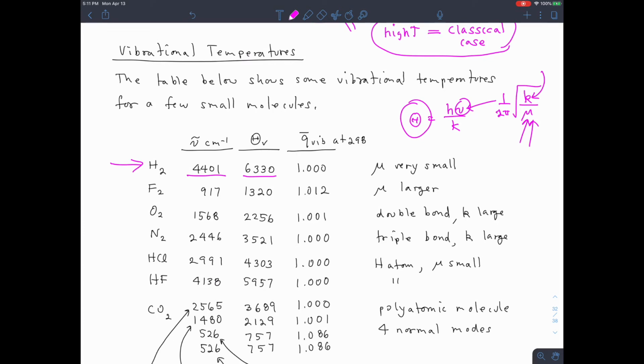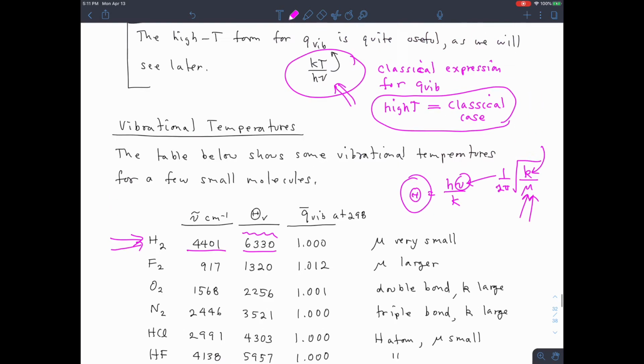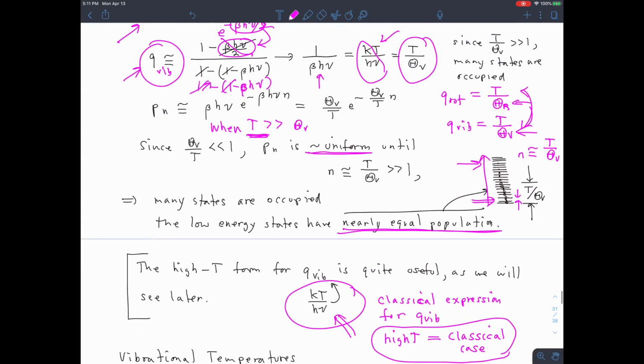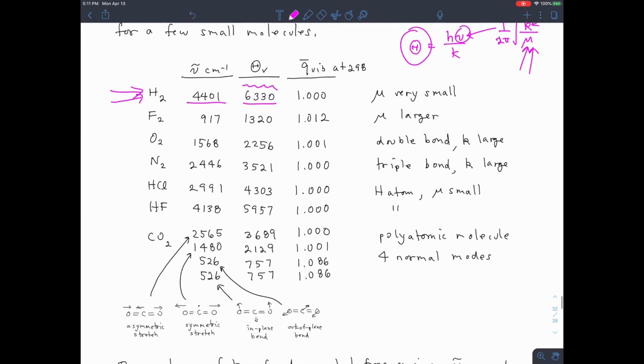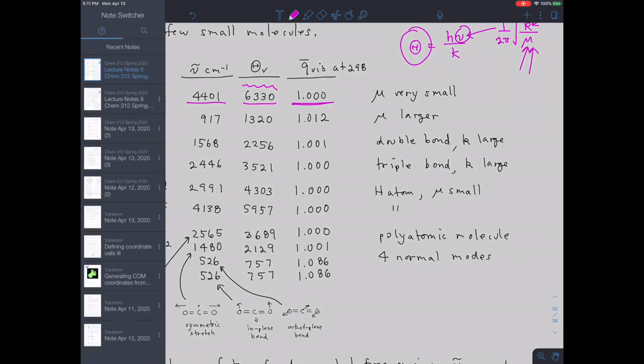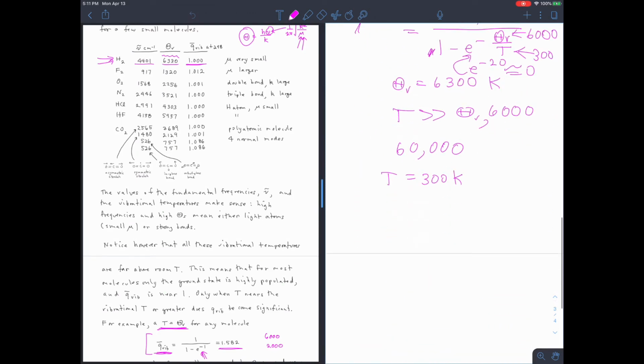That means that for H2, we don't reach the vibrational temperature where things start to get populated, where the ground state isn't the only populated state, until we're at the temperature of the surface of the sun. If we look across then at the vibrational partition function, let's do a calculation for that and see why we're getting just one. That means only one state is really occupied, right? And so let's look and see why that's the case.